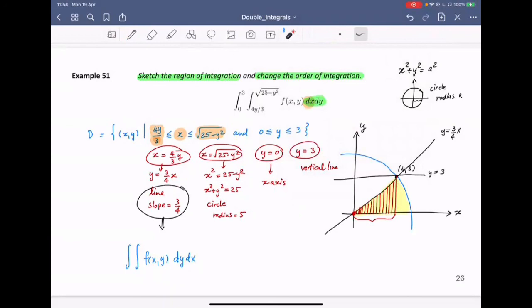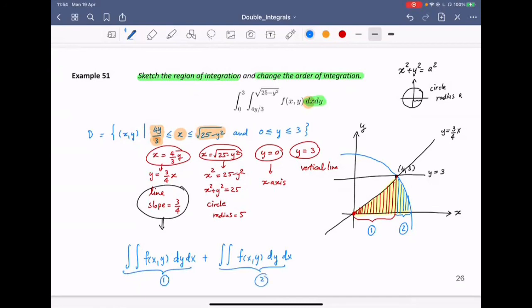But on the second piece, when I draw a vertical line, I start from the x-axis, and at the end, I'm going to hit the circle here. So that means I have to split into two pieces here. So this is number one and number two. This is actually number one. This is actually number two.